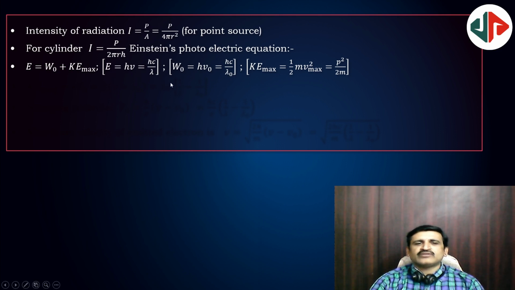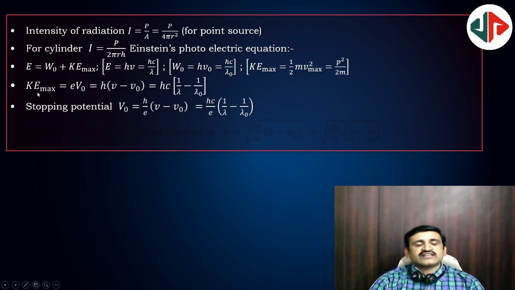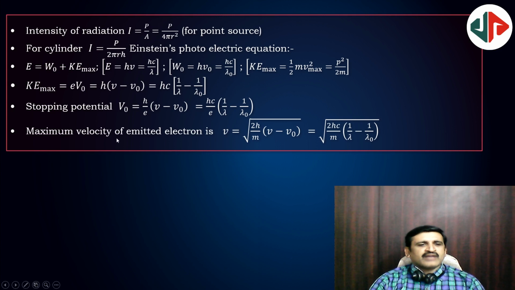You can replace W naught with h nu naught, or hc by lambda naught. Kinetic energy you can replace with half mv square or p square by 2m. Next, kinetic energy can also be written using stopping potential, eV naught, so that h of nu minus nu naught, hc of 1 by lambda minus 1 by lambda naught. Stopping potential V naught is equal to h by e into nu minus nu naught, that is equal to hc by e into 1 by lambda minus 1 by lambda naught. Maximum velocity of emitted electron v equals root over 2h by m, nu minus nu naught.